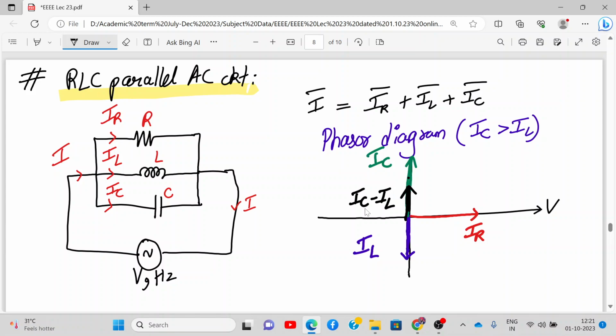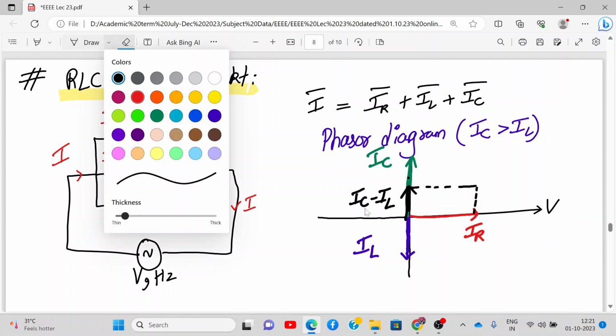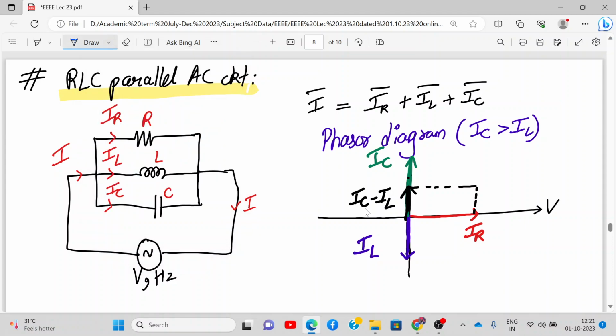Alright? And this I will take as a reference. And this I'll take as a dotted line. And when I join them together, I'll get current I. So this is my current I. Let me draw it again properly. Okay, this is my current I. Did you understand? This is I and this is my phase angle phi.